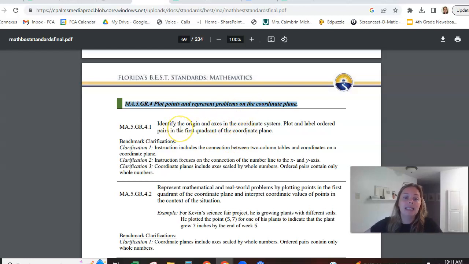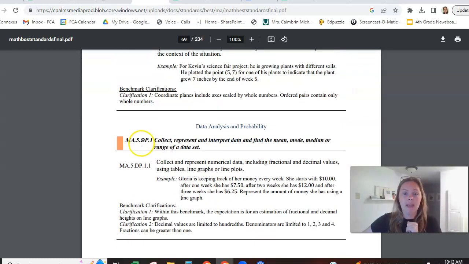But basically, you're going to identify the origin, where things start, and axes in the coordinate system, plot and label ordered pairs in the first quadrant of the coordinate plane. So we're not getting super complicated in fifth grade with this. We're just kind of getting that intro of plotting. And we'll do examples that make this make sense, but the main thing for this one you need to know is you're going to have to know where to put it on the graph paper, on the coordinate plane.